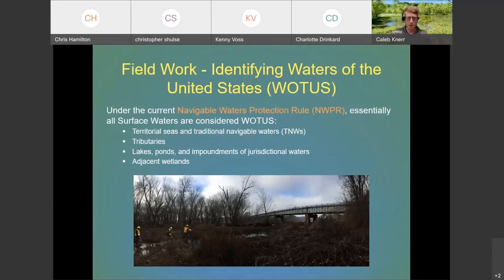So the first one, territorial seas and traditional navigable waters, are essentially the nation's navigable waters that provide a channel for commerce and transportation of people and goods. So pretty much anything that you can float a canoe in or traverse and convey those people or goods is considered a navigable water. Examples of these would be the Mississippi River, Great Lakes, Chesapeake Bay, and Erie Canal, and also tidally influenced water bodies that are used in interstate and foreign commerce.